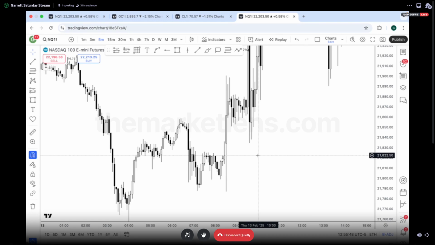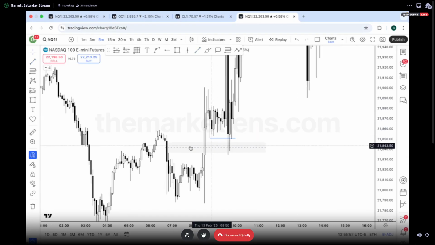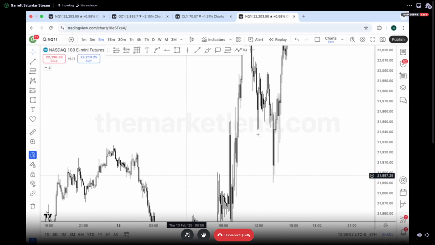Look here. It's like PD alignment or whatever. Like you sweep out this low. This one's probably not the best, but yeah, like that.